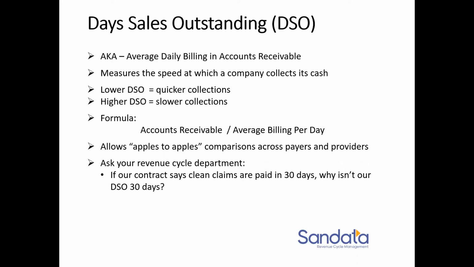So typically in the Medicaid world, it's very low because you're getting paid pretty quickly unless you're being denied for a lot of things. Managed care world, it's slightly higher. We typically see in a mixed world, maybe 45 days outstanding, a 45-day DSO. And then, I always like to ask my department, if our contract says that clean claims are paid in 30 days, why isn't our DSO 30? And, typically it's because of denials, it's because of other issues and things like that. It's very rare that you're going to see a 30-day DSO.